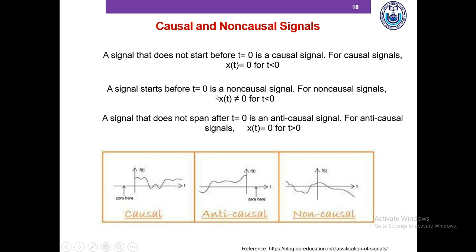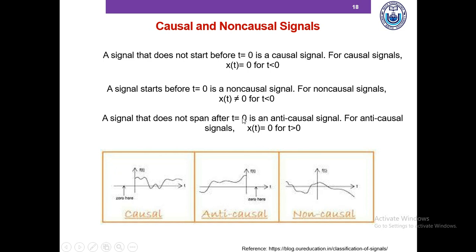A signal that starts before t equals 0 is called a non-causal signal. So a non-causal signal exists on both sides of the y-axis. So x of t is not equal to 0 for t less than 0. This is an example of a non-causal signal. This signal exists on both sides of the y-axis, as opposed to the causal signal, which only exists on the right side of the y-axis.